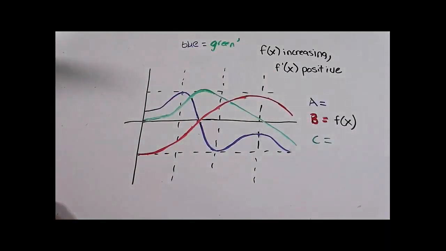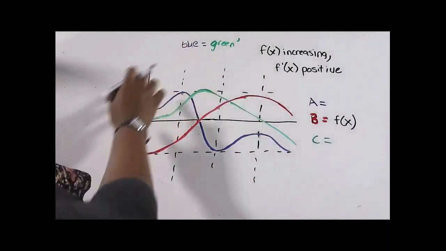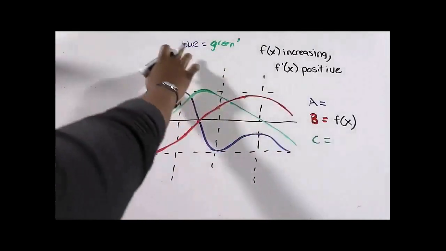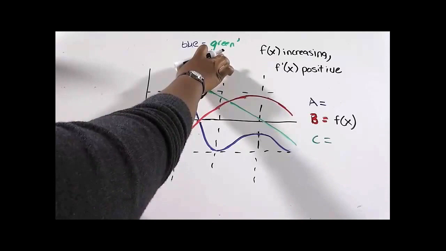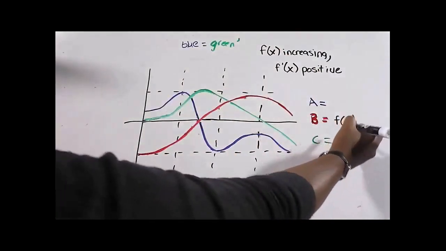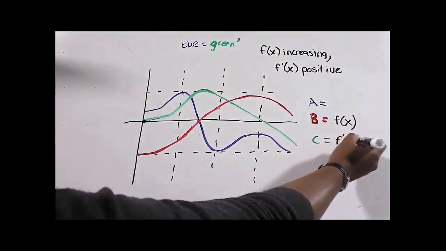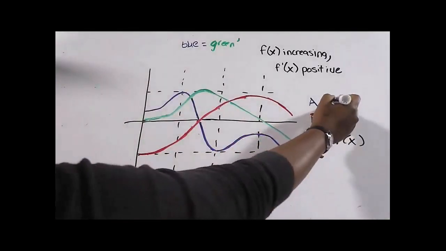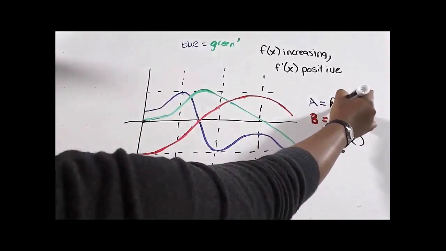And we already know the order. We know that if the red function is f of x, we know that the blue function is the derivative of the green function. So that must mean that the green function is f prime of x, and the blue function is f double prime of x.